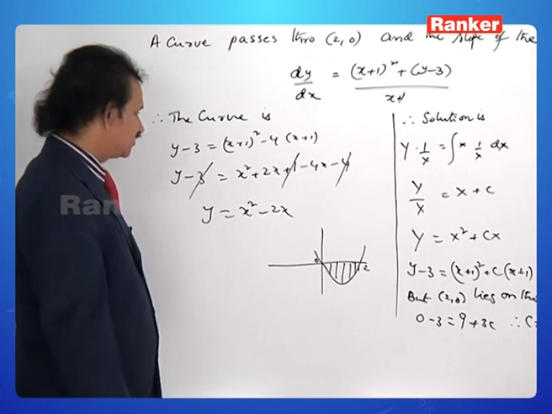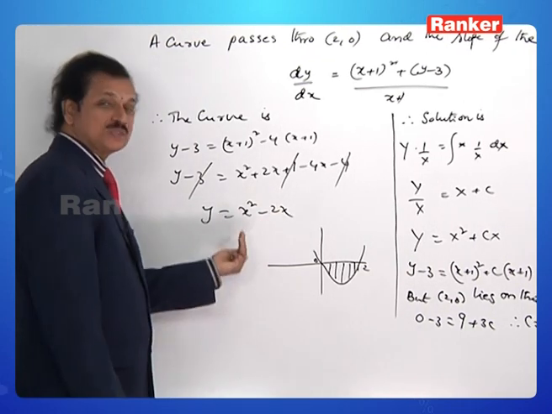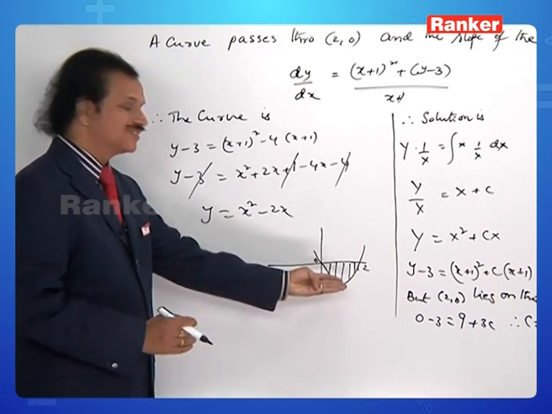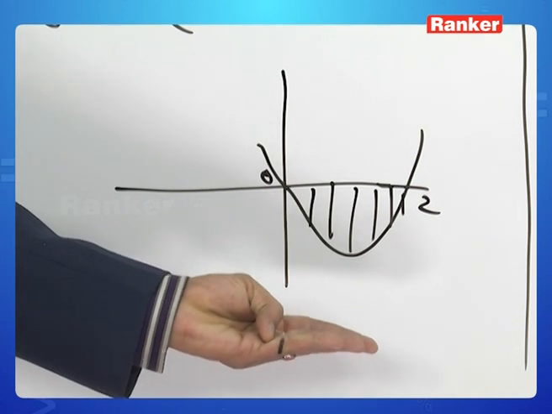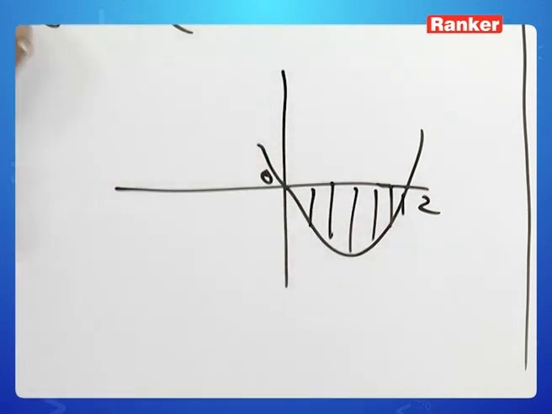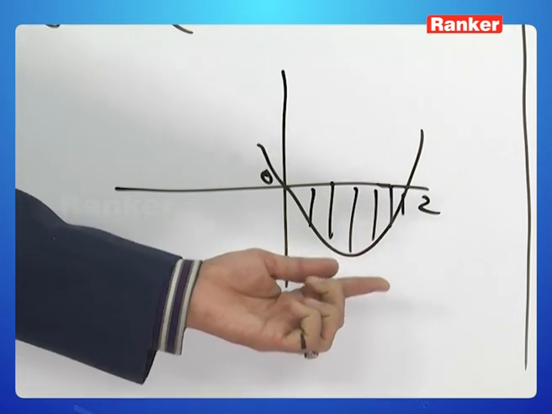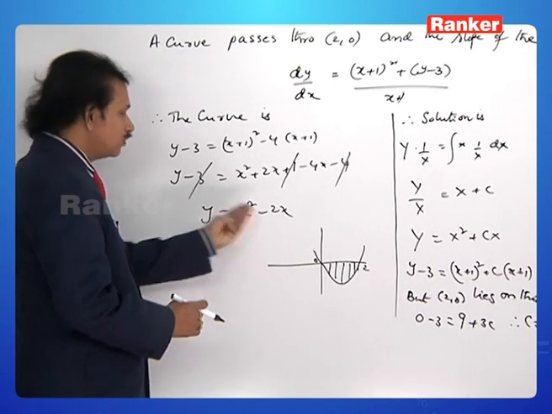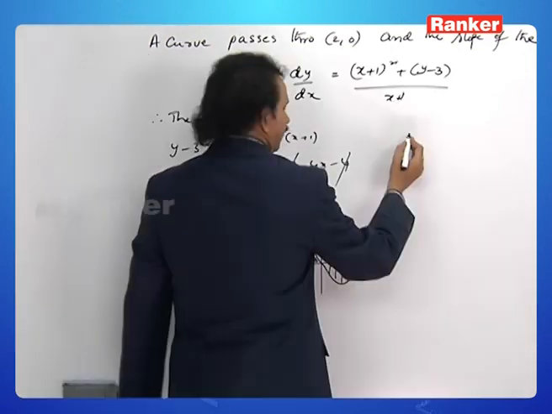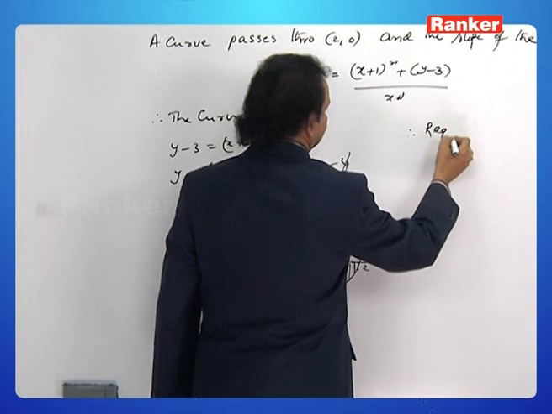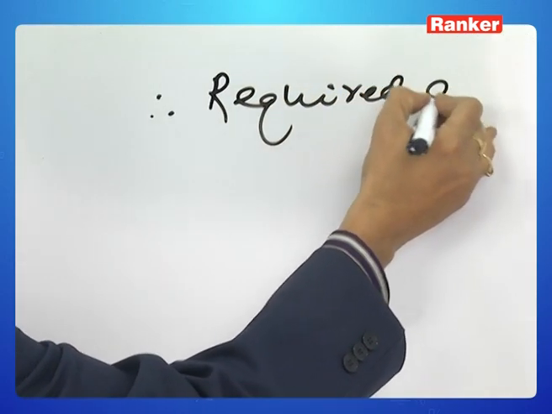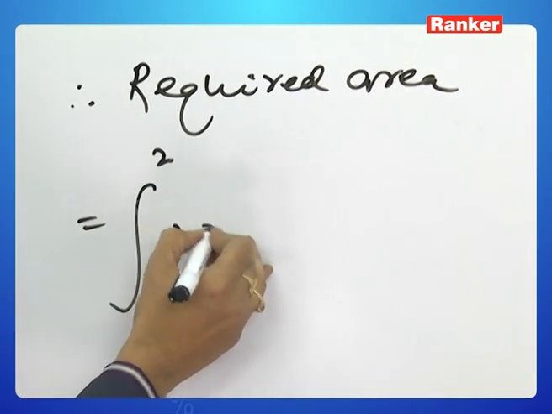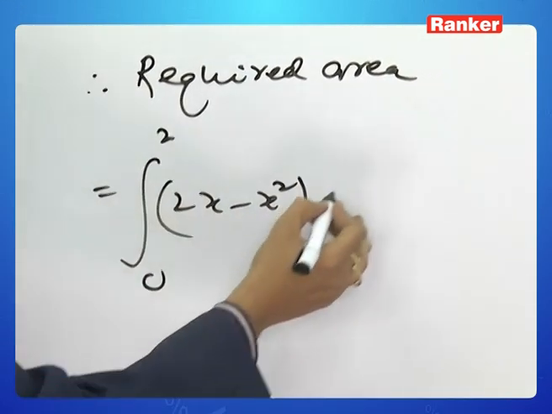Therefore, the required area is integral 0 to 2 of 2x minus x square, because we have to take the modulus of that. As x square minus 2x is negative between these two limits, x square minus 2x lies below x-axis, that is, it is negative. So, we have to take integral 0 to 2 of 2x minus x square. Therefore, required area is equal to integral 0 to 2 of 2x minus x square dx.